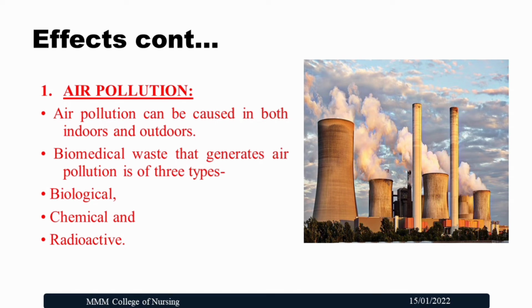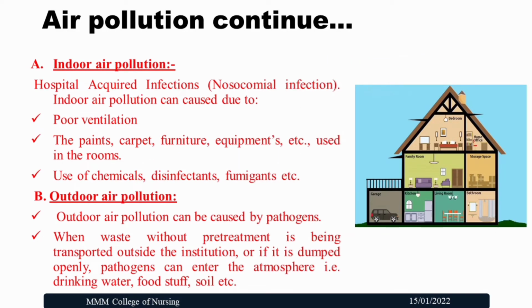Air pollution. Air pollution can be caused both indoors and outdoors. Biomedical waste that generates air pollution is of three types: biological, chemical, and radioactive. Indoor air pollution: hospital-acquired infections, nosocomial infection. Indoor air pollution can be caused by poor ventilation, and the paints, carpets, furniture, equipment, etc. used in the rooms. Use of chemicals, disinfectants, fumigations, etc. are also indoor air pollutants.